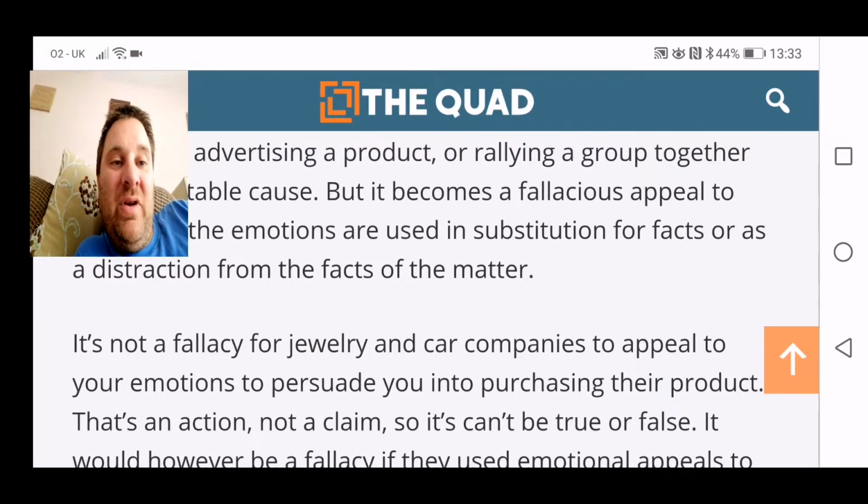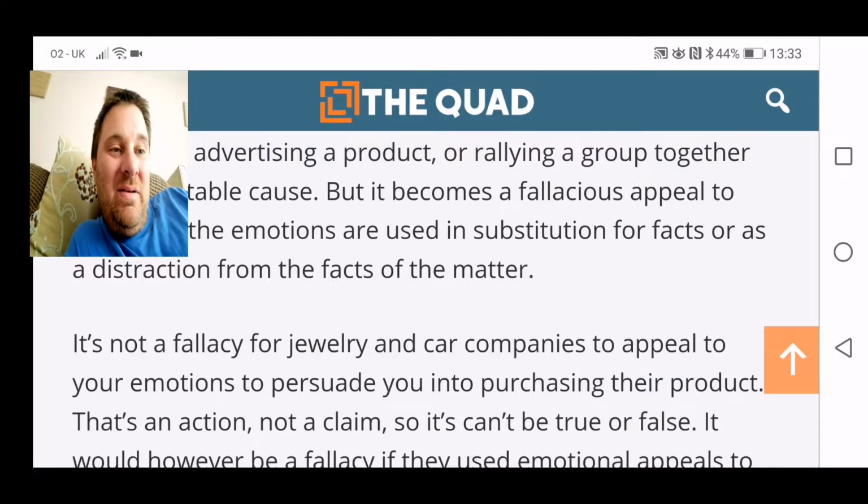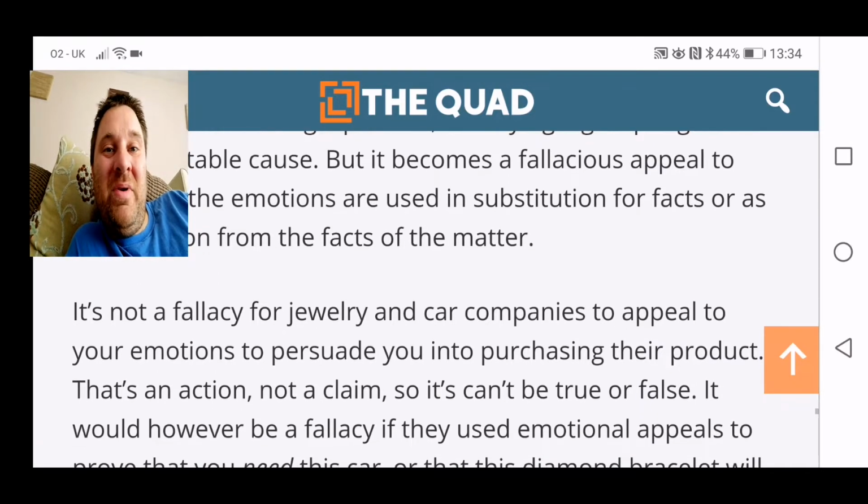It's not a fallacy for jewellery and car companies to appeal to your emotions to persuade you into purchasing their product. No, to me, it's unethical, because why would you do that? Yeah, you shouldn't be doing that.